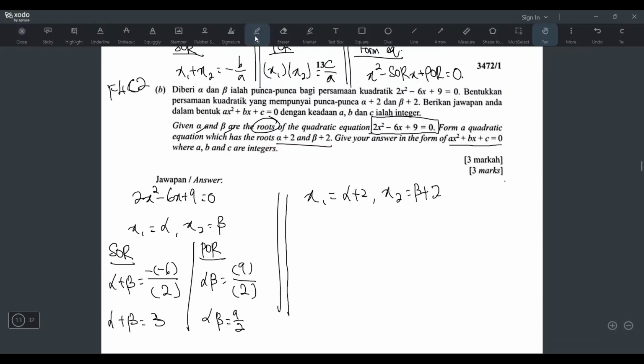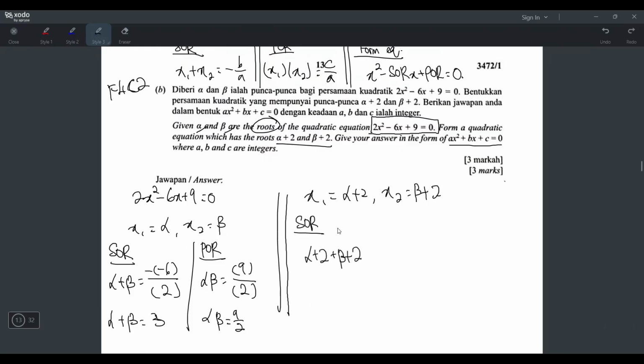Okay, so what do you do now? You do the SOR and the POR. The SOR formula is x1 plus x2 equals negative b over a. It means the alpha plus 2 have to add with beta plus 2. But we cannot write this part, negative b over a, because we don't have the equation now. You cannot write equals negative 6 over 2, because these are not the roots of this equation. So what is the negative b over a? We don't know. We are trying to find it.